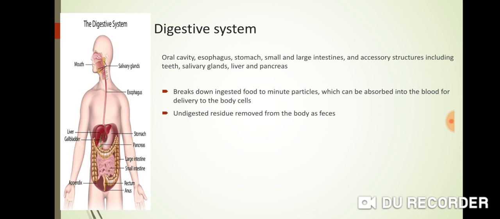So in the digestive system, it helps in the breakdown of ingested foods to minute particles. This one can now be absorbed into the blood for delivery to the body cells. So it has the three phases, which involves different types of enzymes during the processes.